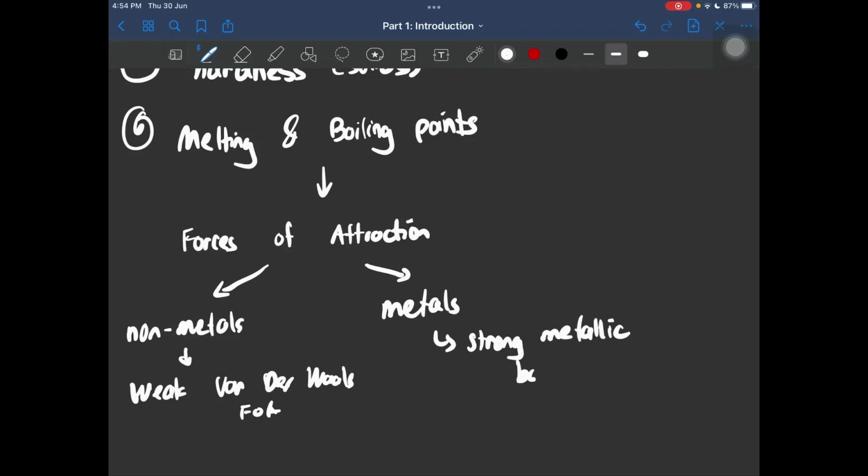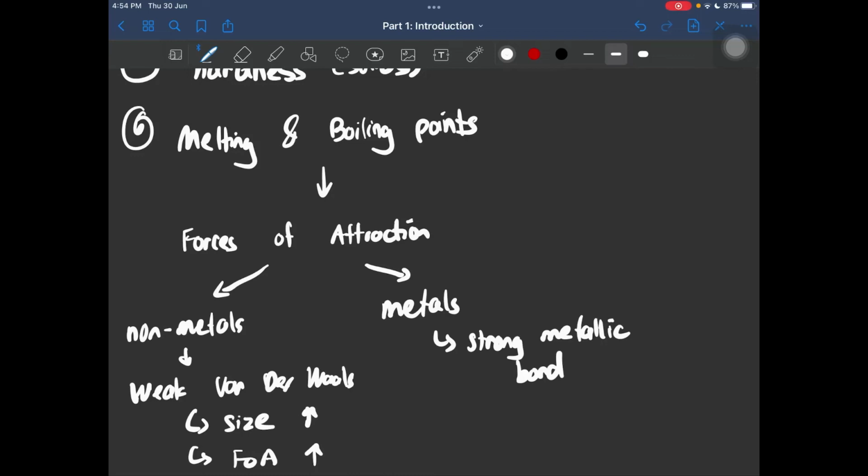For the weak van der Waals forces of attraction, when the size of the atom increases, the force of attraction will increase. When the force of attraction increases, you require more heat to overcome it, therefore the melting and boiling point will increase.